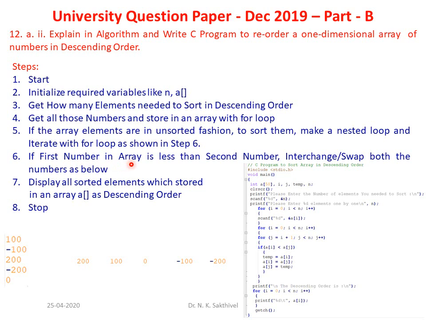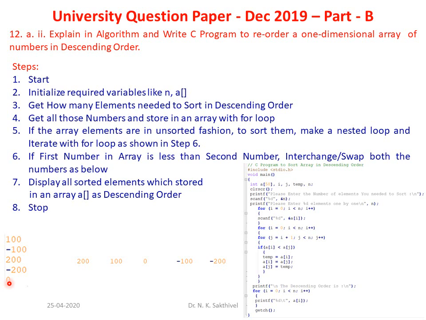If the first number in the array is less than the second number. For example, see, this is one example. Let us consider the user entered values like this: 100, minus 100, 200, minus 200, 0. So first, our demand is we wanted to sort the numbers in descending order.